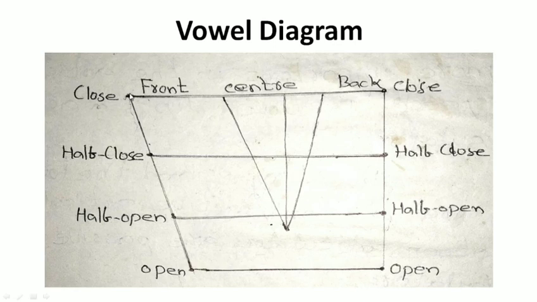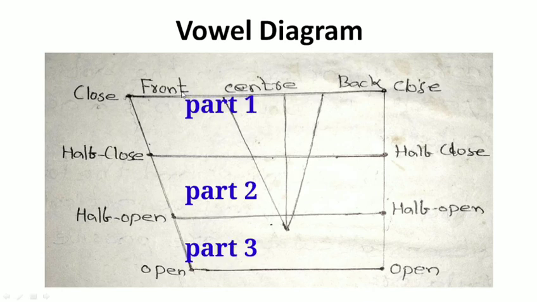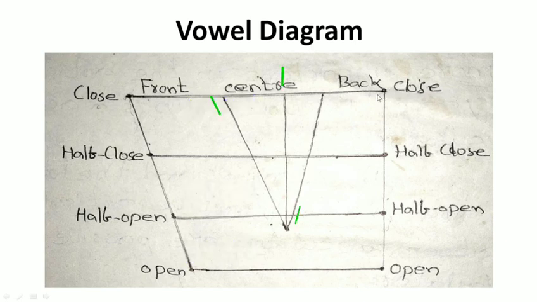Then you have to divide it into parts. Please make it into 3 parts. First part is this, second part is this, third part is this. And you have to draw like this as well. This is the middle position of the tongue. And this vertical position is where the height of the tongue is raised. Okay, the highest position. And the tongue can be raised from this position to this position.